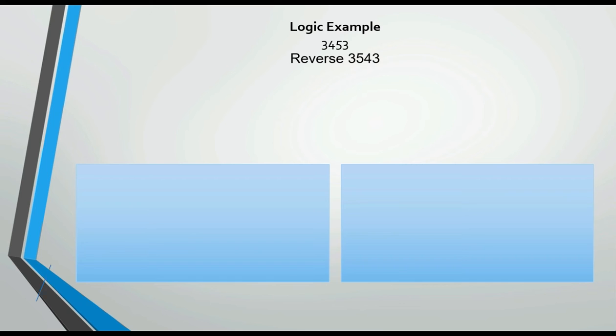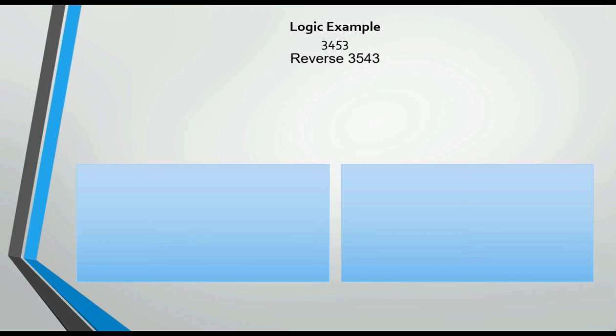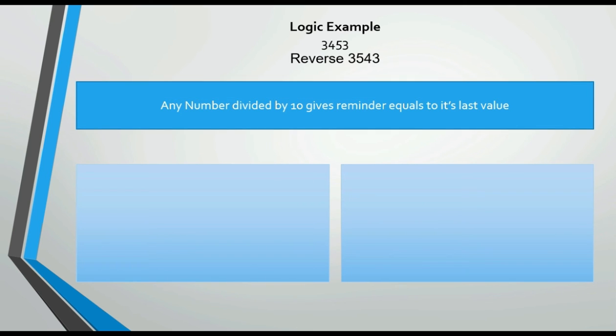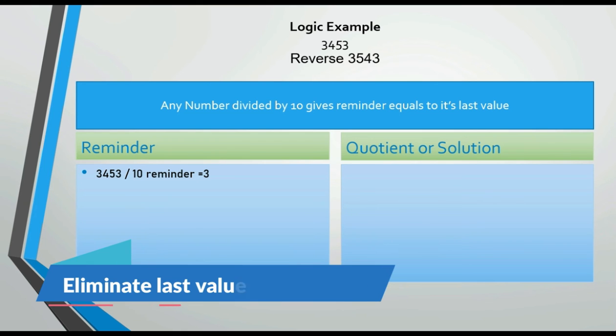But we want our program to tell us whether it is a palindrome or not. So first we need to get the last value. How can we get the last value? If we divide any number by 10, then the remainder equals its last value. So here if we divide 3453 by 10, the remainder will be 3, which is the last value, and we can store it in the reverse number's first value.